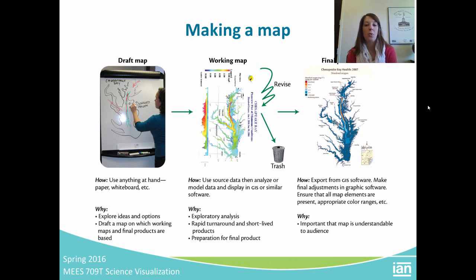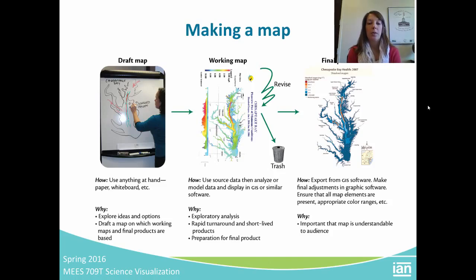So first you want to draft your map. Use anything at hand, whether it's paper or whiteboard, get some colored pencils or markers out, and explore ideas or options for your maps. Maybe you end up drawing a map and you realize it's really long and narrow, like the Chesapeake Bay. How is that going to lay out on a slide easily? Should we turn it on its side? Should we cut it in half? These kinds of things. You always want to draft up a map while you're drawing.